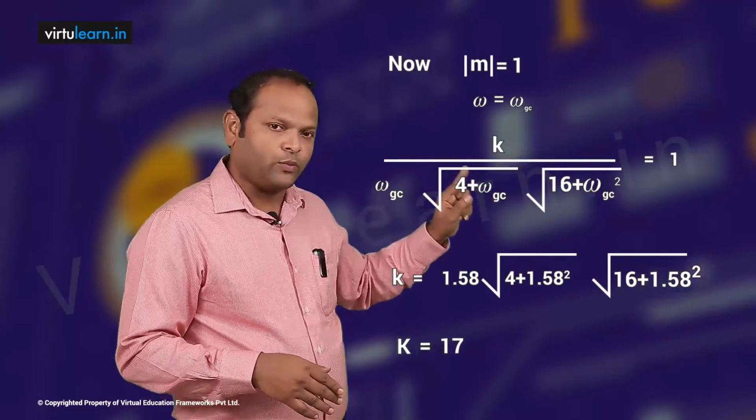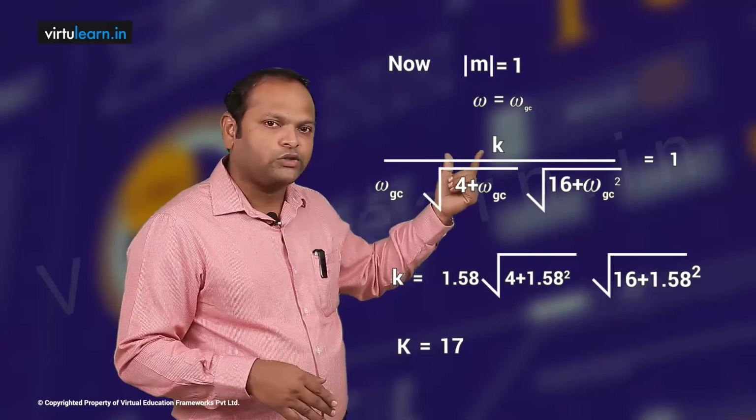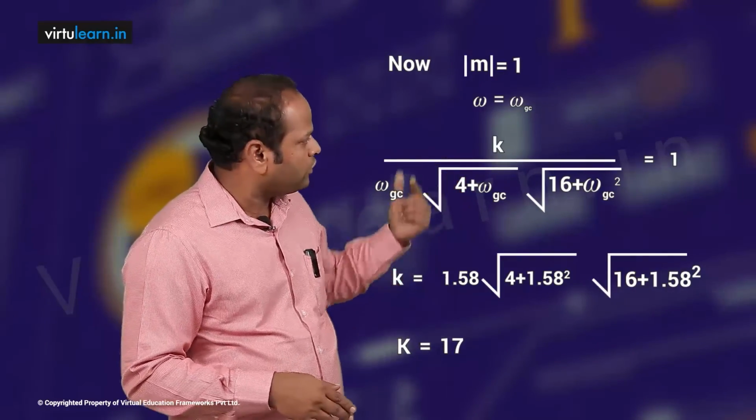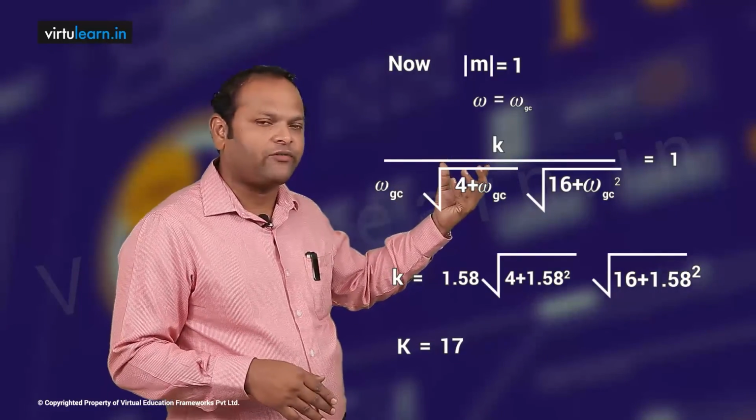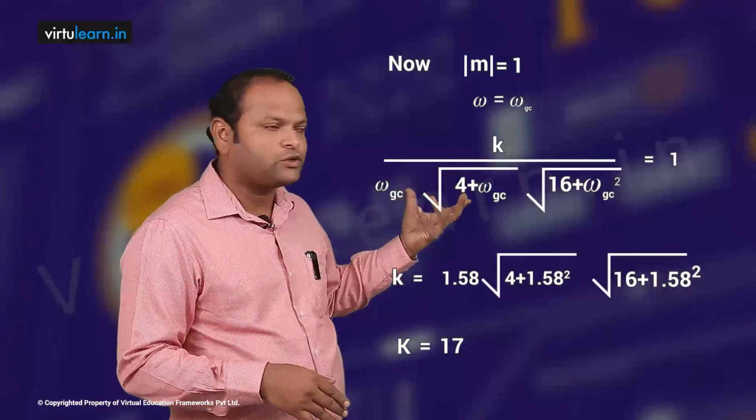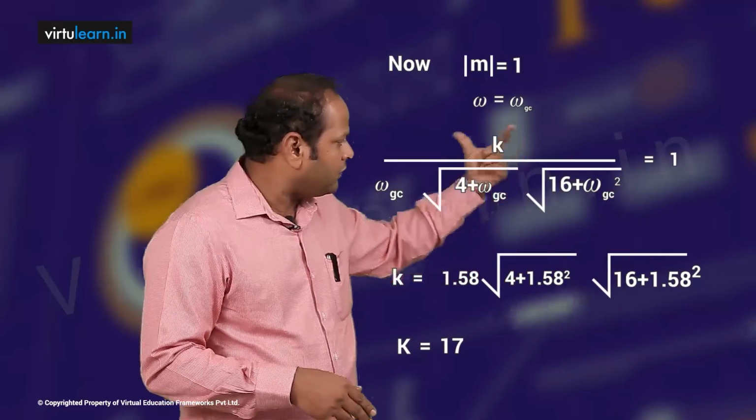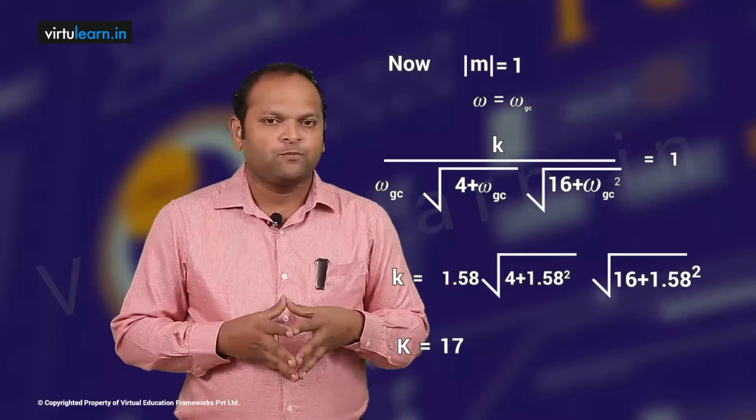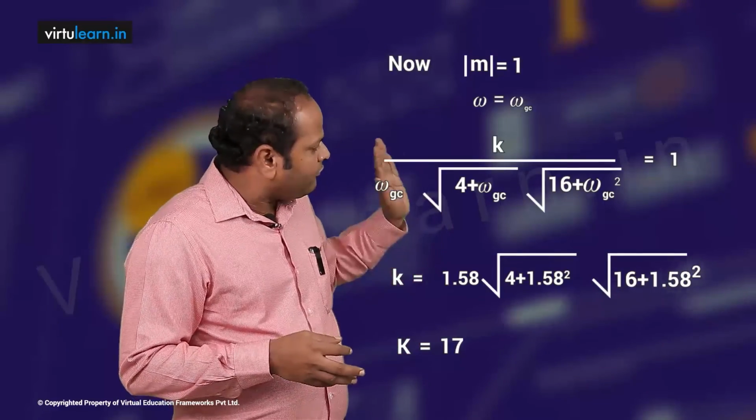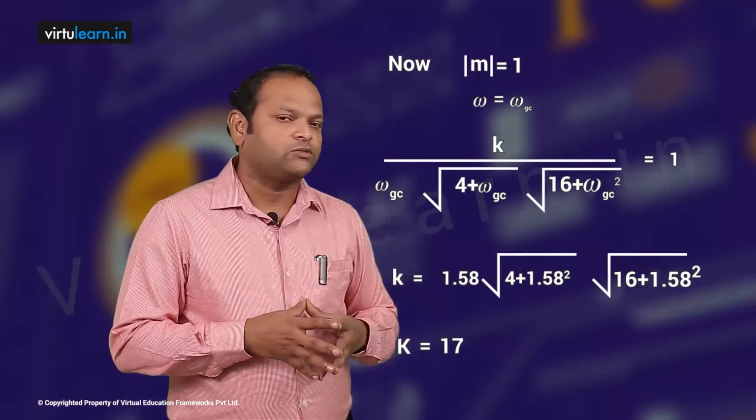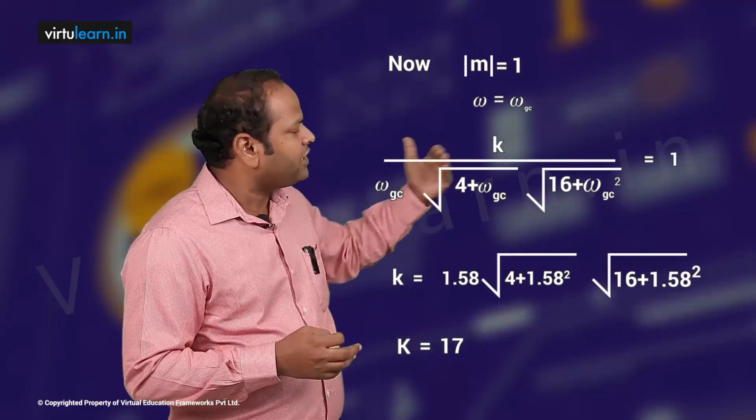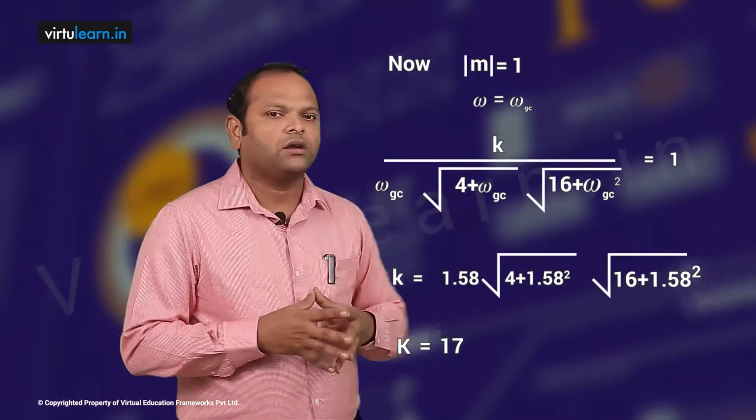So at omega is omega GC, we know that in magnitude there is a K constant. So you substitute omega GC, 1.585, in this magnitude expression, and we are equating to 1, and you will be getting the K value as 17. So what does it mean here? When you adjust the gain of the system to 17, then the phase margin of the system will be 30 degrees.